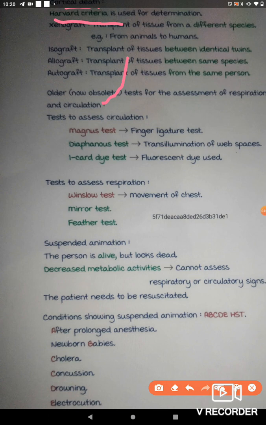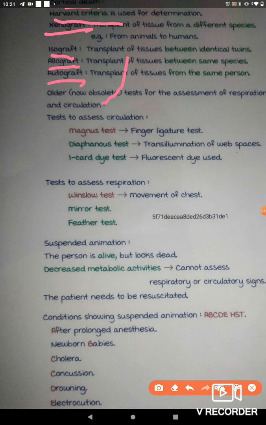Now see, the different grafts. Xenograft is between different species. Isograft is between identical twins, and allograft is between the same species, and autograft means transplant of tissue from the same person. So xenograft is between different species. Isograft is between identical twins. Allograft is between the same species, and autograft is from the same person.